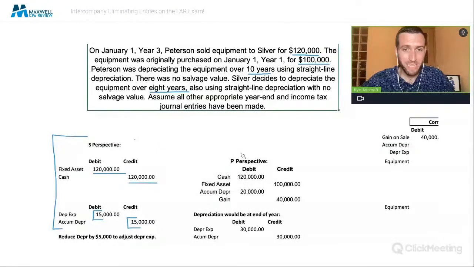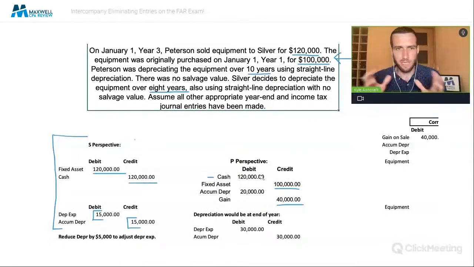From the parent's perspective, Peterson, they received cash of $120,000. They got rid of the fixed asset off their books by crediting it for $100,000. They had $20,000 of accumulated depreciation, and then they had a gain of $40,000, just the plug number. So we've written out both of our journal entries, and now let's eliminate the entry.